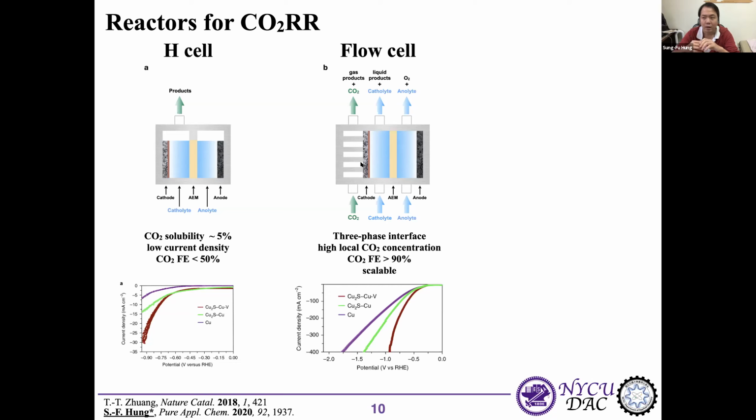So the local carbon dioxide concentration on the catalyst surface can be greatly increased, and in this case we can greatly enhance the total current density to hundreds of milliamps or several amps per square centimeter. And the energy efficiency of the carbon dioxide reduction reaction can also achieve over 90%. So the selectivity and the total current can be much larger than in the H-cell type reactor.